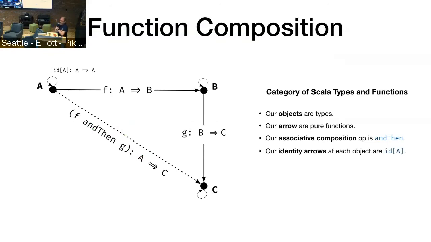We have an identity element at each object, which is our ID function. So ID of A defines a family of functions for any type A. Okay.